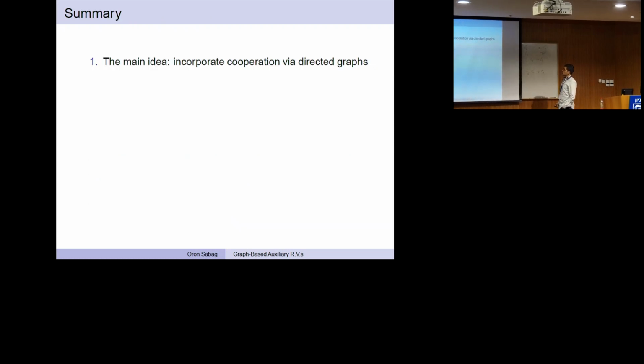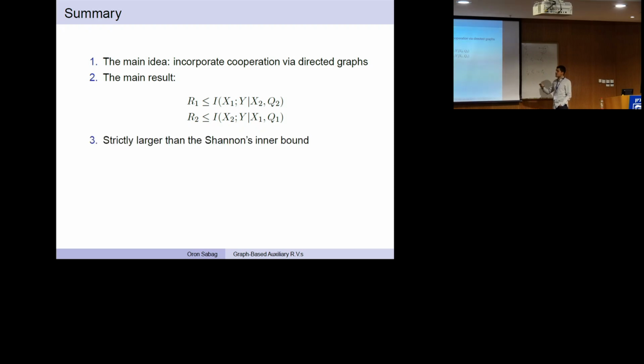Okay. So to conclude, we restricted the cooperation, or the operation, of the encoders to two Q graphs and identified sufficient conditions, the stability conditions, in order to show that the following single letter expression is an achievable region, which is strictly larger than Shannon's inner bound, which means that cooperation on graphs can improve the Shannon bound.